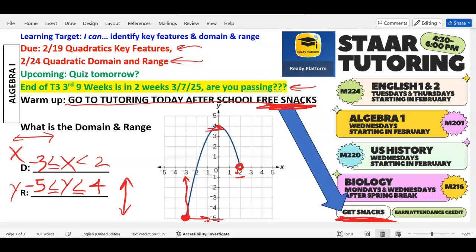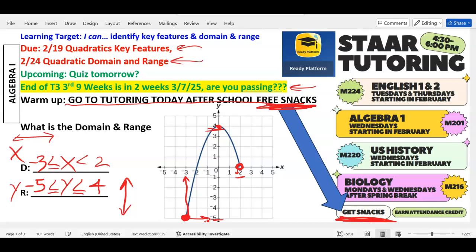So what I'm going to do is pass this out to you. It's just mixing up all the stuff we've talked about. We talked about key features, domain and range from a graph, domain and range from a table. It's got 10 of those all mixed up. Some of them are just equations. You'll have to graph it in Desmos, okay?